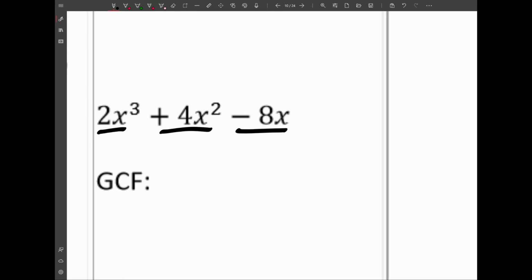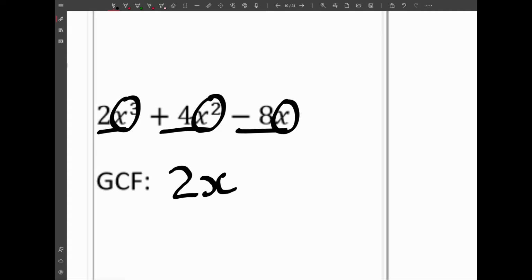Well, first off, the GCF of 2, 4, and 8 is 2. That's the GCF of our coefficients. Then we look at x cubed, x squared, and x. What's the largest number of x's they have in common? Well, they all have at least one x, and 8x has only one x, so that's all they have in common. So ultimately, the GCF of this polynomial is 2x.